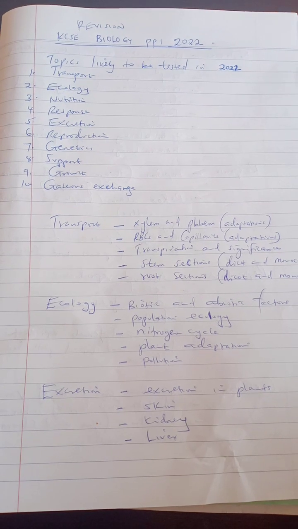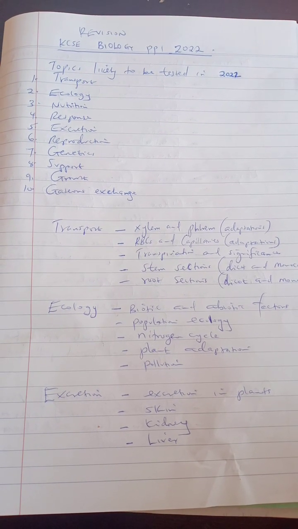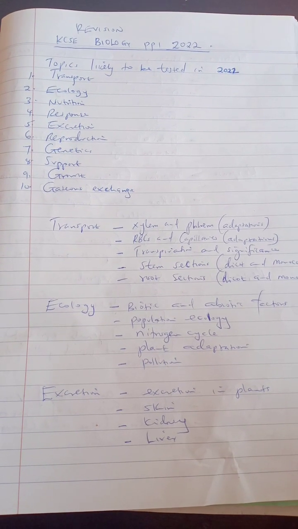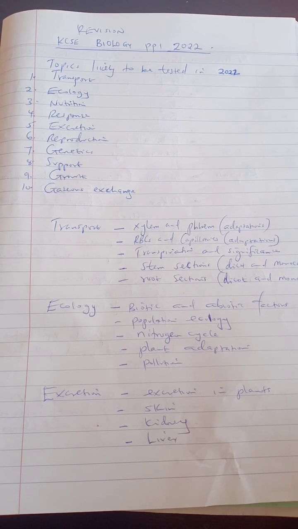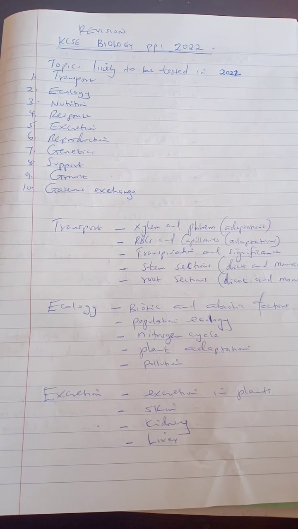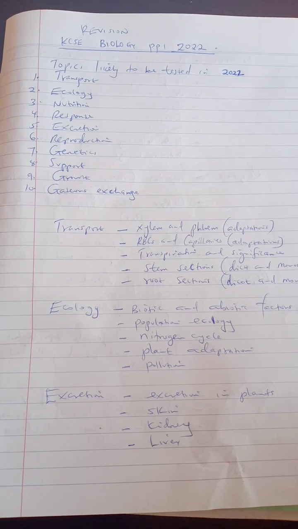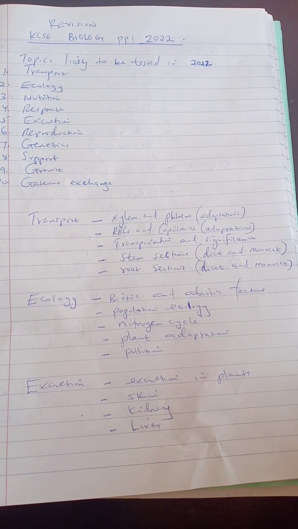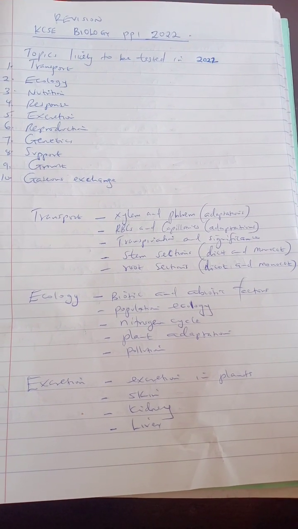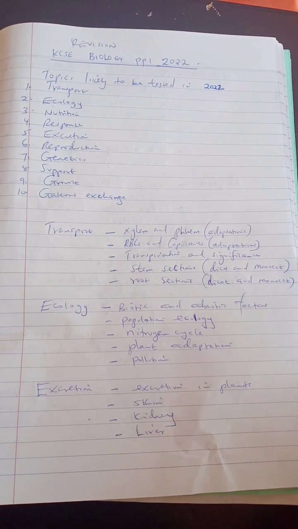And then for the liver, it is basically homeostatic functions of the liver. You have to remember them: detoxification, deamination, regulation of blood sugar, all of them. If you are able to remember those functions and you are able to explain, then you'll be safe with the liver.